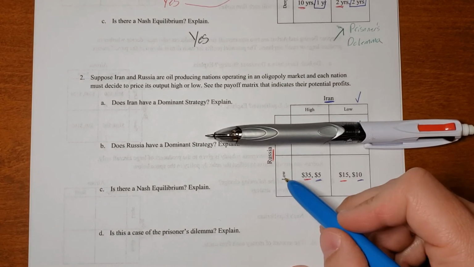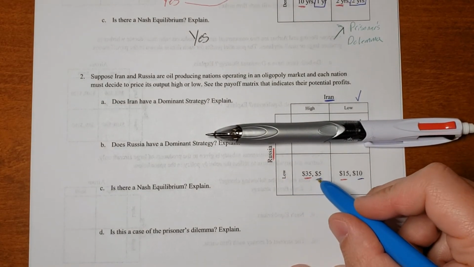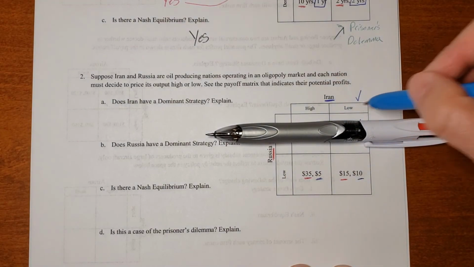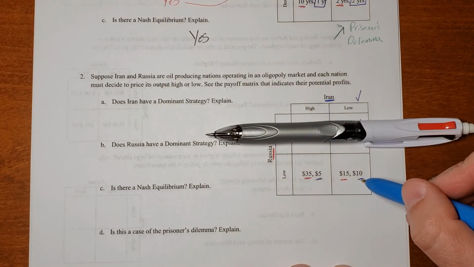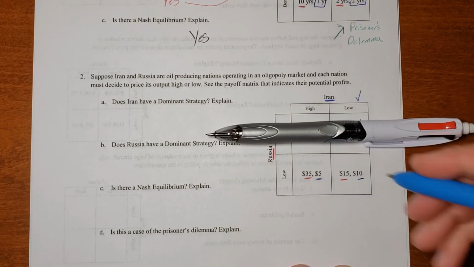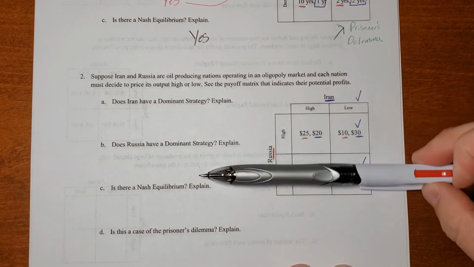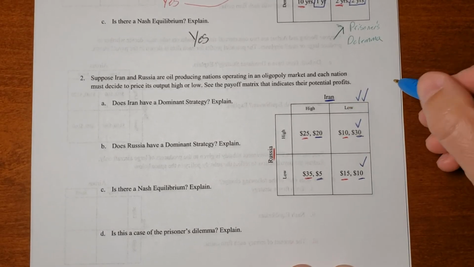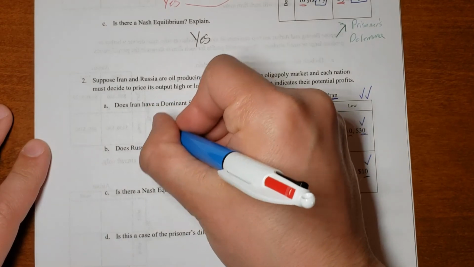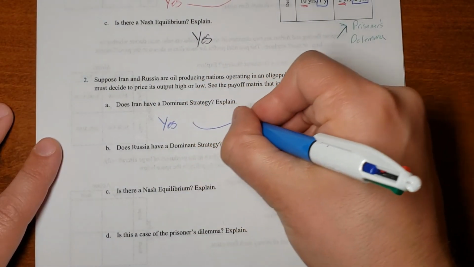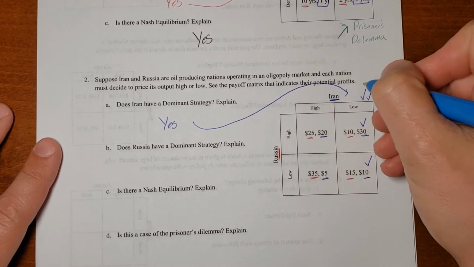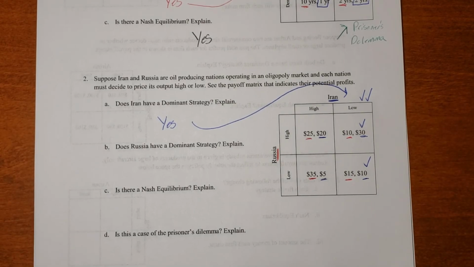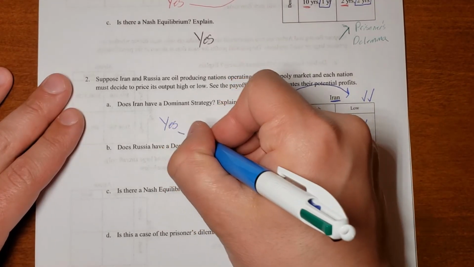Now, if Russia priced their output low, then Iran would end up with either $5 if they priced high, or $10 if they priced low. Now, 10 is certainly preferable to 5. So in this case as well, Iran's going to want to price low. So we see that once again, we have 2 checks for low. So we know that Iran has a dominant strategy. The answer here is yes. There are 2 check boxes at low, which means, and you could even say what it is, their price is low.